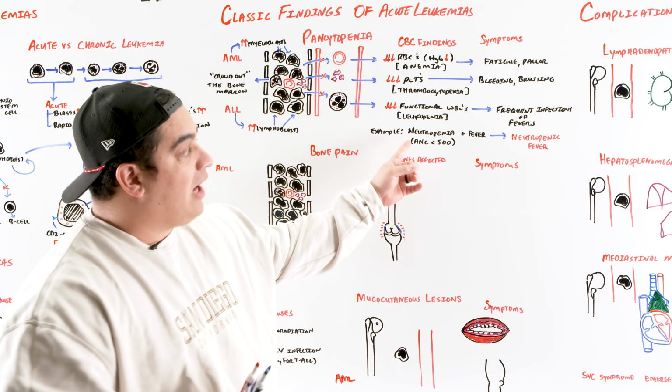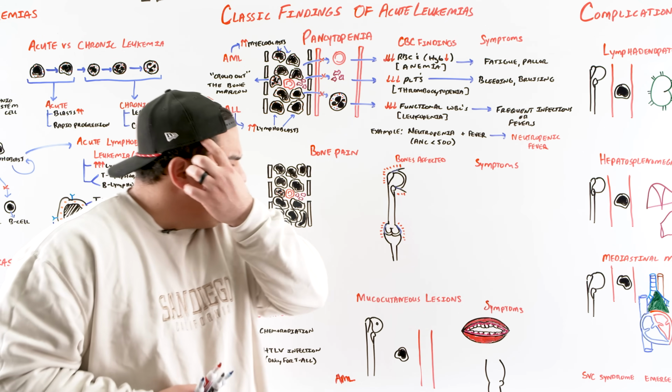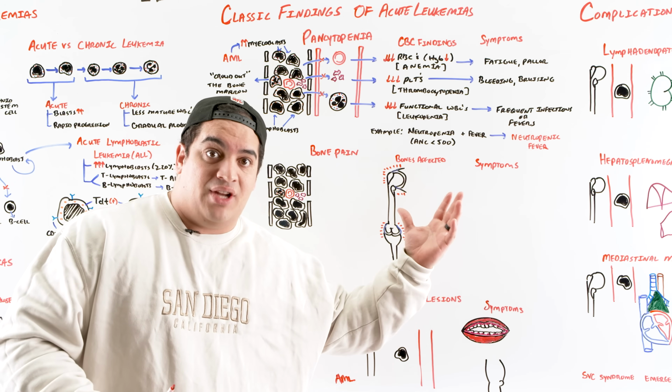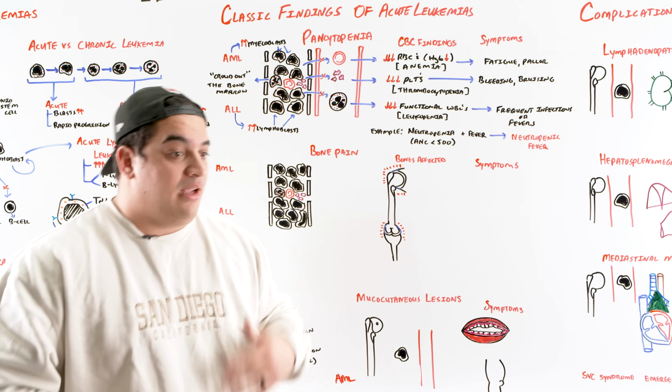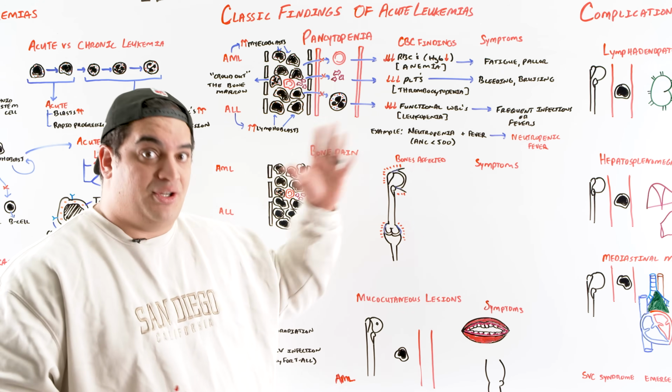These patients are super high risk and they can die. All right? So with that being said, a patient comes in, they present with fatigue, pallor. Their CBC suggests anemia. That's the anemia component. They come in with bruising, bleeding. Their CBC suggests thrombocytopenia. That suggests the next part of this.